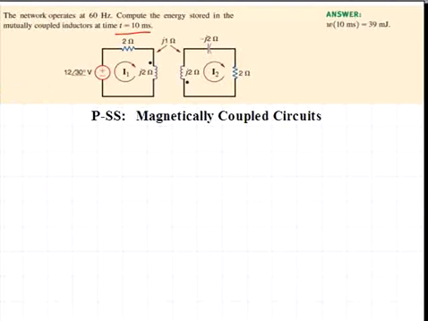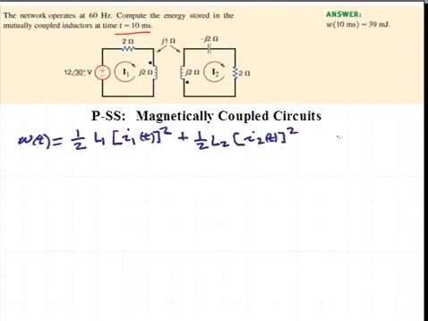The expression for the energy stored in a pair of mutually coupled inductors at a particular instant in time is given by the expression. First, there is a term due to the current I1 flowing through the inductor L1 as a function of time. Then there's a term due to the current I2 flowing through inductor L2 as a function of time. And finally, there is a term due to the mutual coupling between the two inductors, and this contains the product of the two currents, I1 times I2.